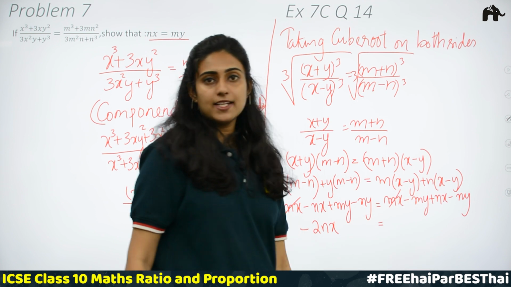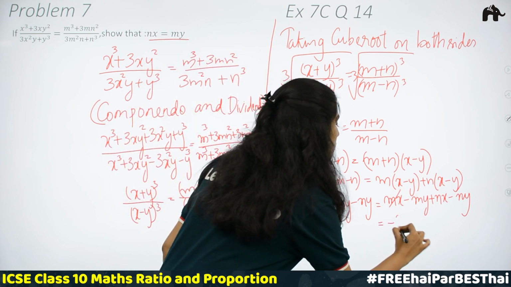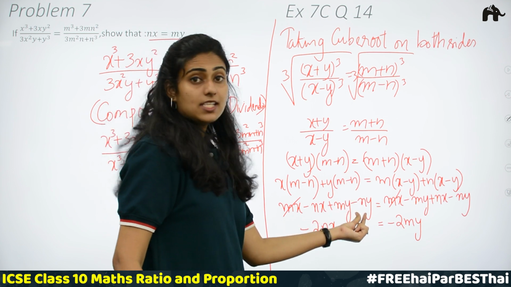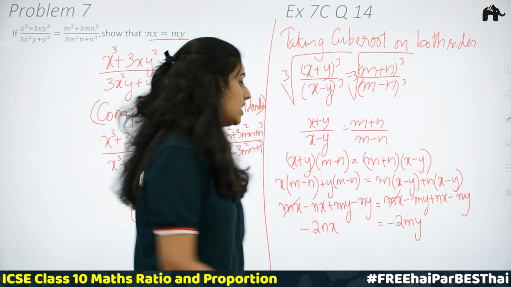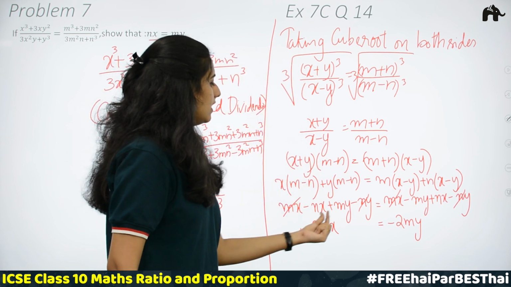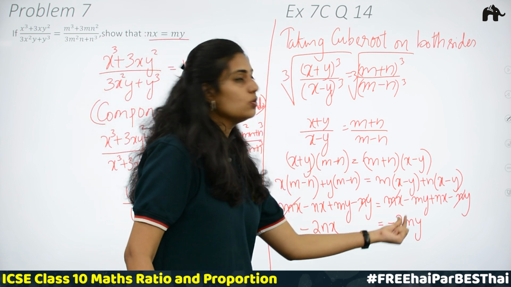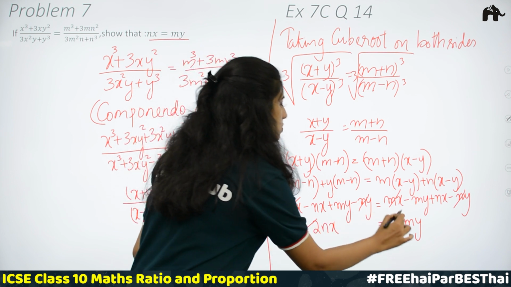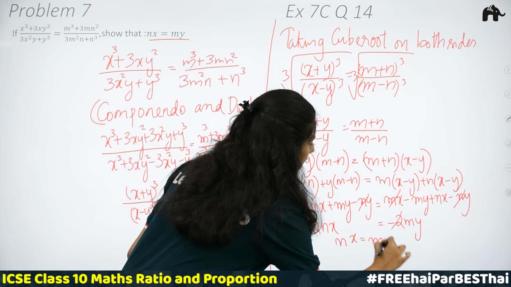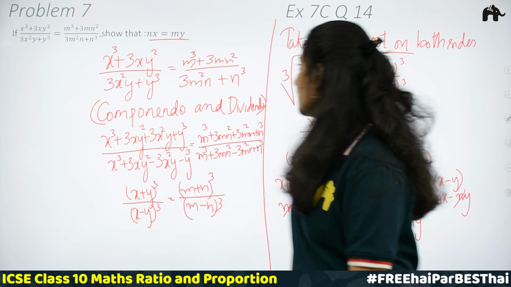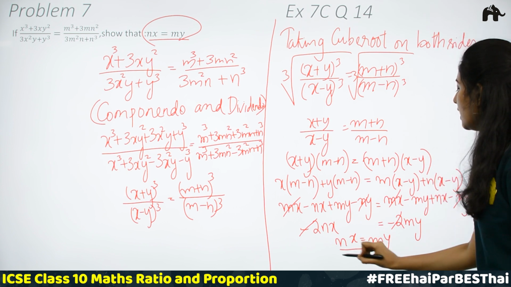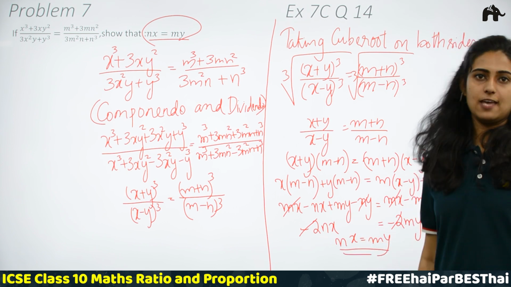Minus my plus minus my is minus 2my. Then here minus ny, here again minus ny. They can be cancelled. So we get minus 2nx is equal to minus 2my. Minus 2 and minus 2 can be cancelled. Therefore, nx is equal to my. This is the required proof. We got nx is equal to my.